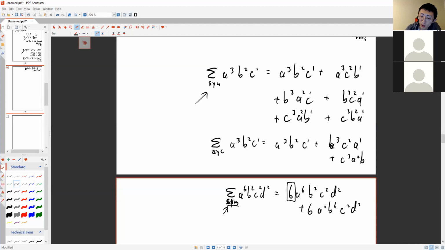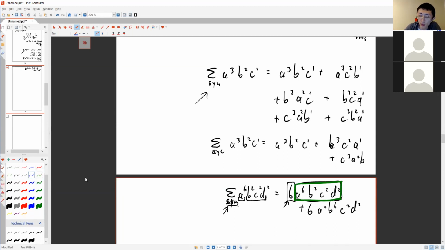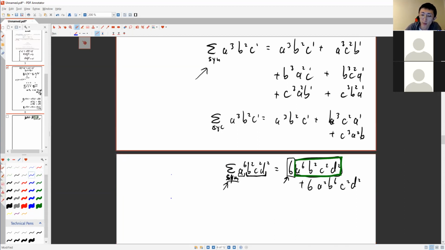Because all permutations of b, c, and d that leave a fixed will give a term like this. So there's actually 6 terms that look like the thing that I'm going to box in green. So you have to be a bit careful on what it means sometimes. In this case, you could just do cyclic sum and that would be fine. But it doesn't always work out the way you want it to.